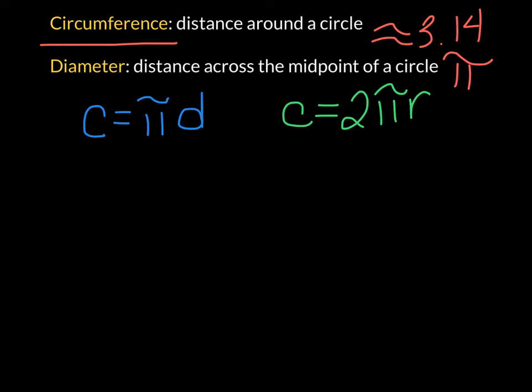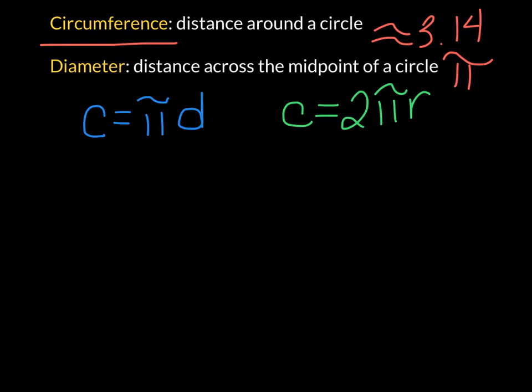Now, if you're given the radius of a circle, you'll use this formula: C equals 2 times pi times r. So remember, depending on if you're given the diameter or the radius, that will decide which of these two formulas that you'll use.